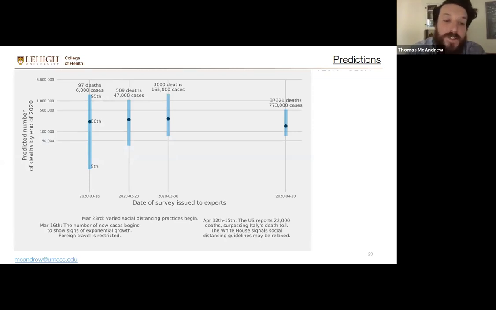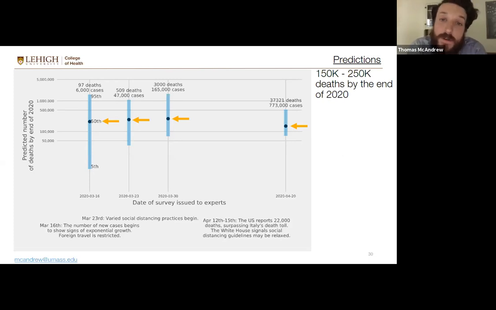So on the horizontal axis, you have the date the survey was issued to experts. We issued this question 4 times. On the vertical axis, the predicted number of deaths by the end of 2020. Now above each of these bars here is the true reported number of deaths at that time and the true number reported confirmed cases at that time. Below this figure is just some contextual information about policy, public health policy, and social media surrounding these forecasts. In the blue bar here, we have the 5th and 95th percentile from all experts' consensus forecast, and the black dots are the median estimates. First observation, next slide, please.